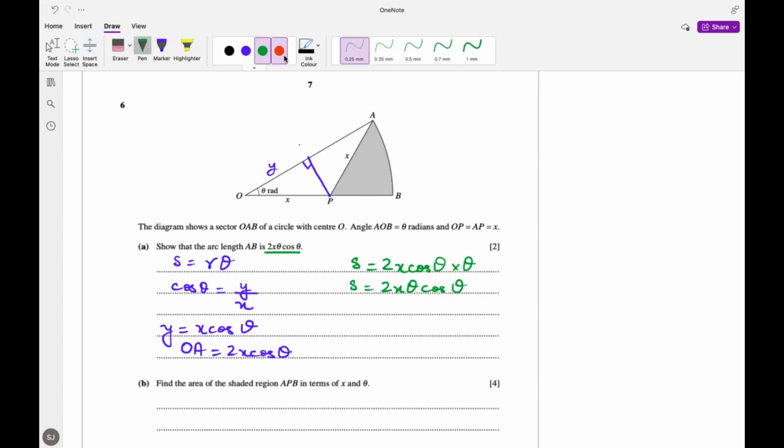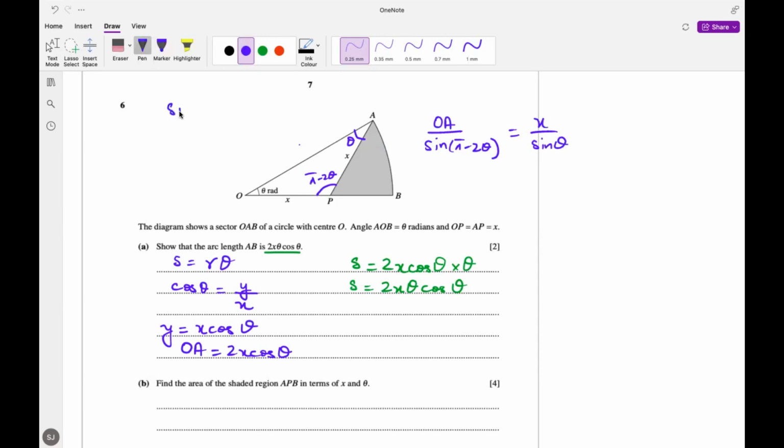Now a mistake that students can make in this question is if they apply the sine or cosine rule. If this is x and this is x, it means this angle will be theta and this angle will be pi minus 2 theta. So when we apply the sine rule for OA, it will be OA upon sine of pi minus 2 theta equals x upon sine theta.